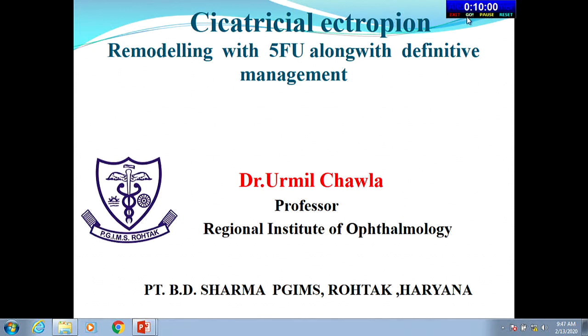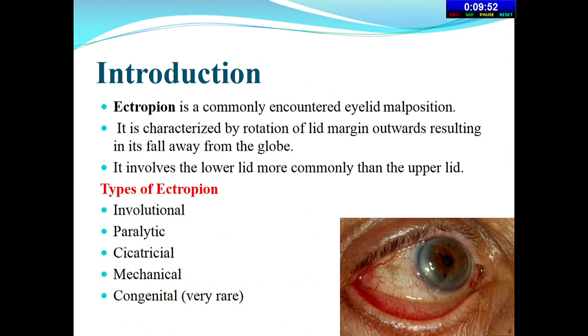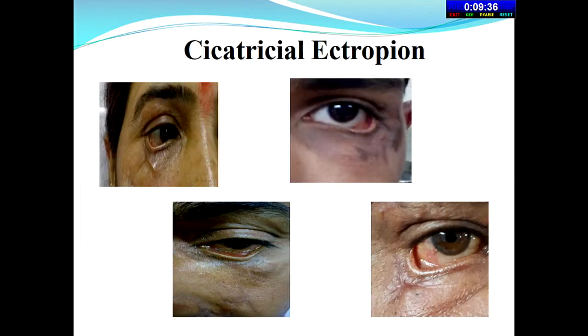Okay, we move on to ectropion. Cicatricial ectropion I'll be covering mainly, remodeling with 5FU along with the definitive management. Ectropion, as you know, is a commonly encountered eyelid malposition. It is characterized by rotation of lid margin outwards, resulting in its fall away from the globe. It involves the lower lid more commonly than the upper lid. It can be involutional, paralytic, cicatricial, mechanical, and very rarely congenital. But we'll be covering mainly the cicatricial.